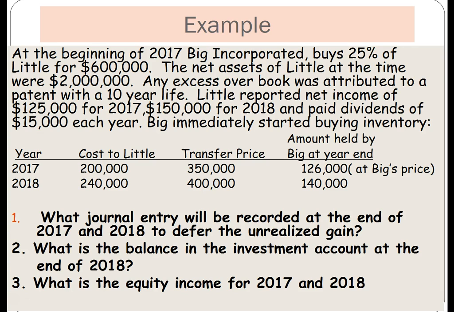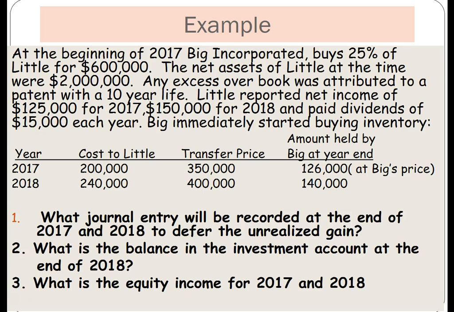Okay, at the beginning of 2017, Big Incorporated buys 25% of Little for $600,000. The net assets of Little at the time were $2 million. Any excess over book was attributed to a patent with a 10-year life. Little reported net income of $125,000 for 2017 and $150,000 for 2018 and paid $15,000 in dividends for each year. Big immediately started buying inventory from Little. So the cost to Little is shown for 2017 and 2018. The price charged the parent is the transfer price, and the amount left unsold by Big is also shown.